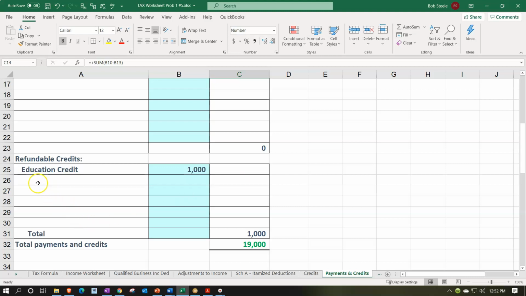So now we're going to say that this is going to be the education credit. The $1,000 portion is going to be over here. That's going to be now adding up to our refundable credits and payments to this $19,000.